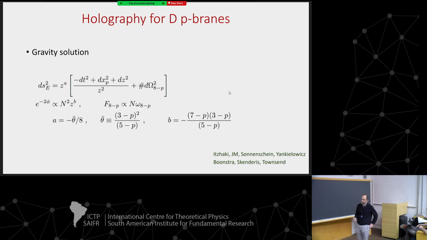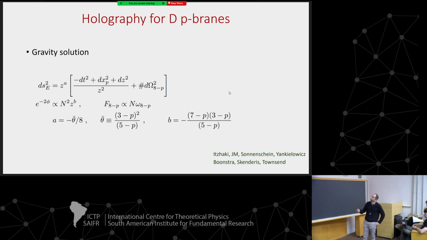Okay, so let me discuss in more detail. This was the motivation. Now let me review a little more the holography for D-p branes. We have a gravity solution, which, as we said, this is just in formulas what I stated before, that there is some power of C here. There is some other power of C with some exponents. You can figure out what these exponents are.